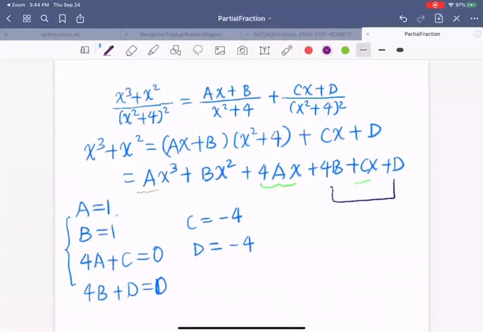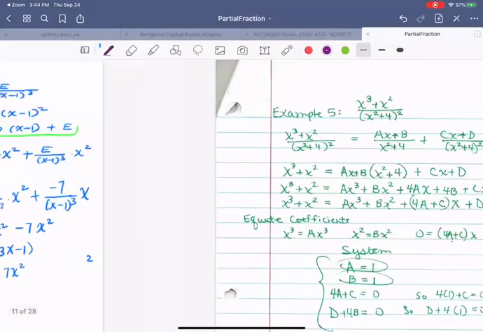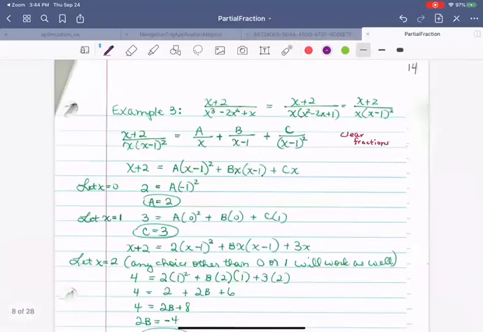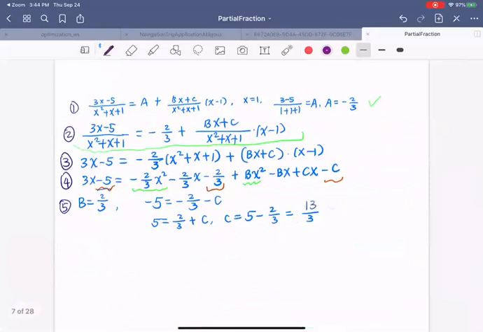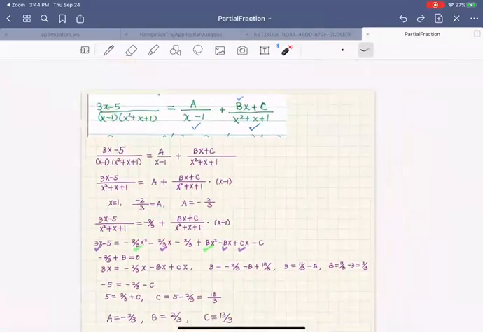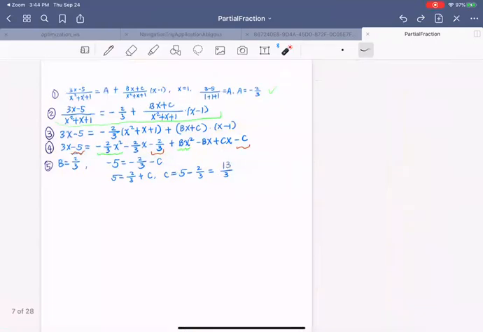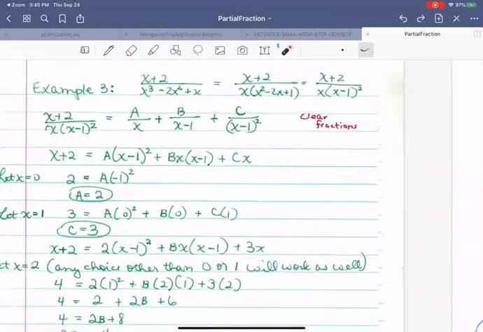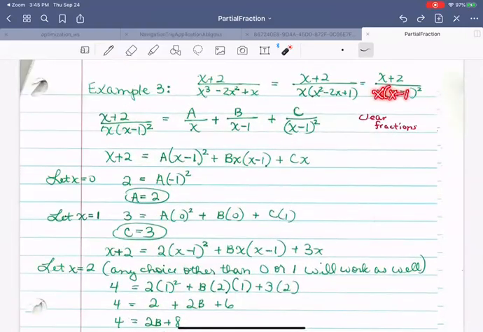Hold on. Let me see on my notes first. So we have the type 2. This is a type 2. This is the second type. That's what we did. This is the second type. And the next one is this kind of thing. Yeah, it's this kind of thing, which is also possible.